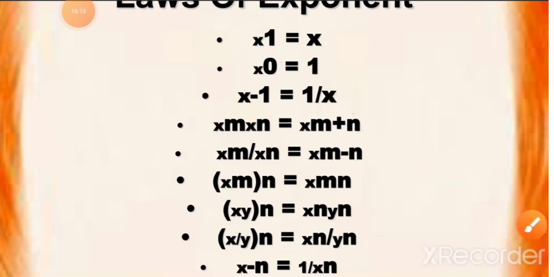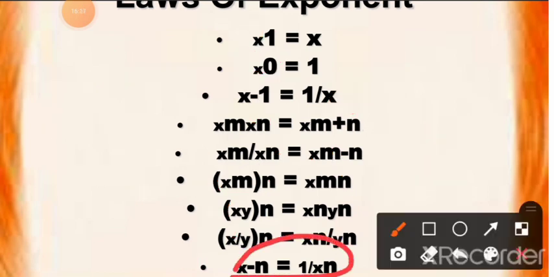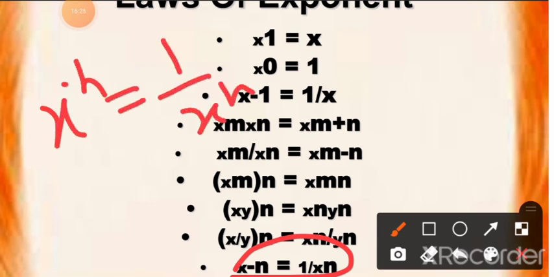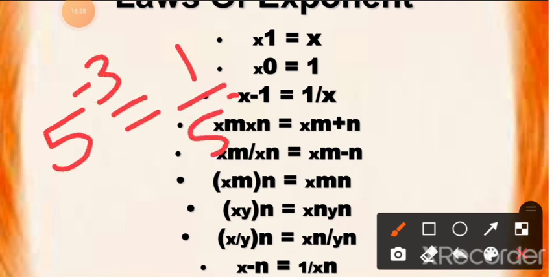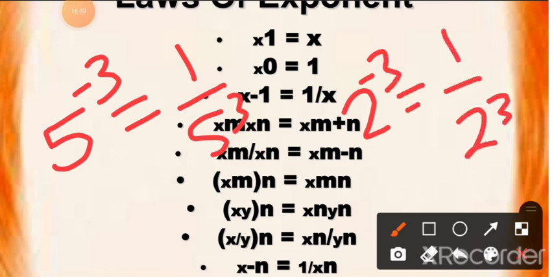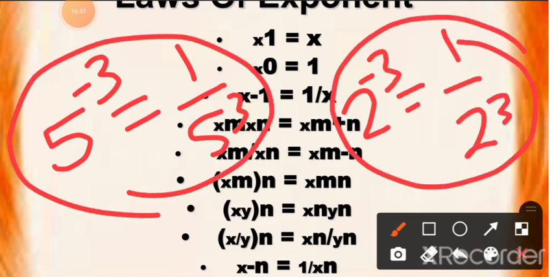Now the next and last law of exponent: x power minus n is equal to 1 upon x power n. Like 5 power minus 3, you can write 1 upon 5 power 3. 2 power minus 3, you can write 1 upon 2 power 3. It is useful for the laws of exponent.